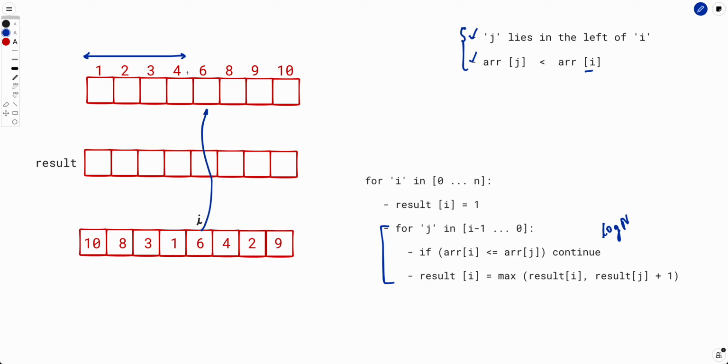After you have found this, you also have to take care of the first condition, which is that you only need to iterate over the indexes which are to the left of i. In this example, you can see 2 and 4 are also to the left of 6, but 2 and 4 in the actual array are on the right. So we don't have to consider 2 and 4 at all while finding the value for this particular index i.